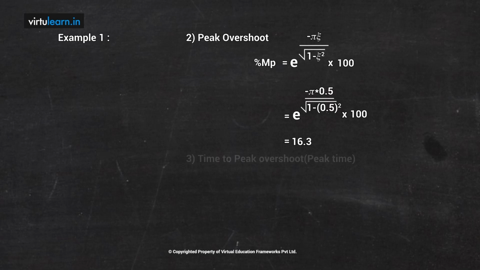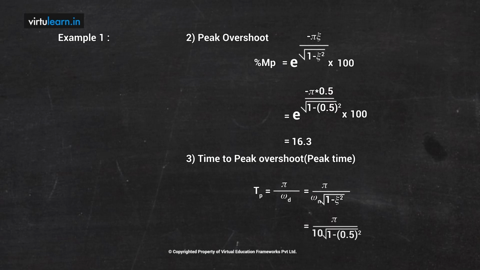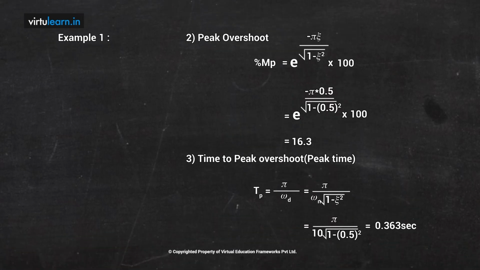Next, time to peak overshoot. The time to peak overshoot we call the peak time. What is the peak time formula? It is pi by omega d, where omega d is omega n into under root 1 minus zeta square. By substituting all these things here, you will get Tp as 0.363 seconds. So this way we can solve the problem and find out all the time domain specifications.